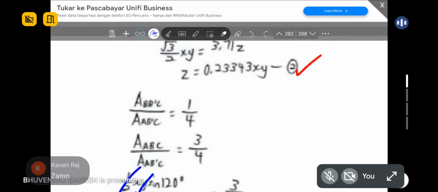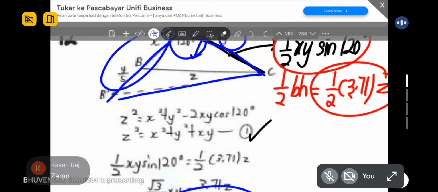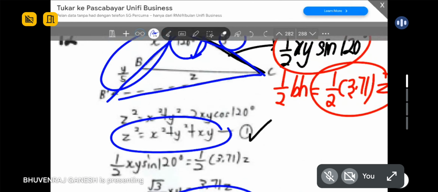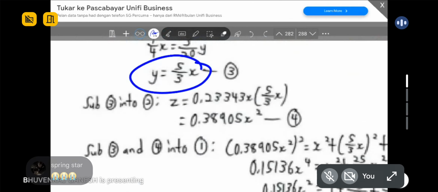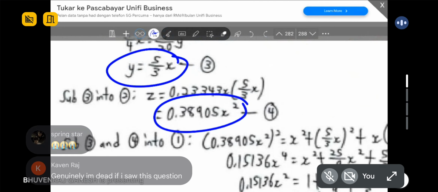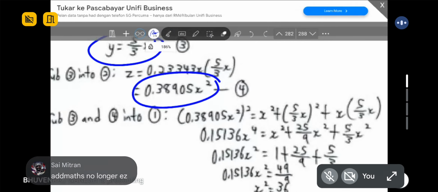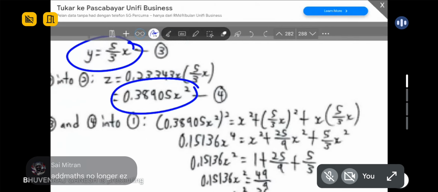Substitute Y is 5 over 3X inside here and also inside here. Gantikan kat dua tempat, so that you got Z in term of X. Z dalam sebutan X. Actually simple only, guys. Senang saja. You guys just need to substitute.